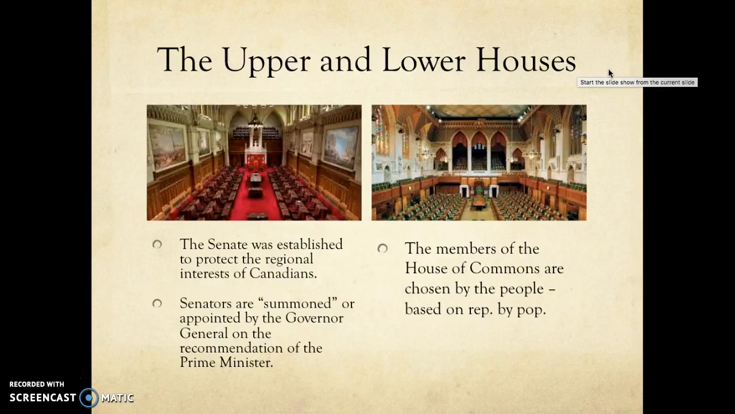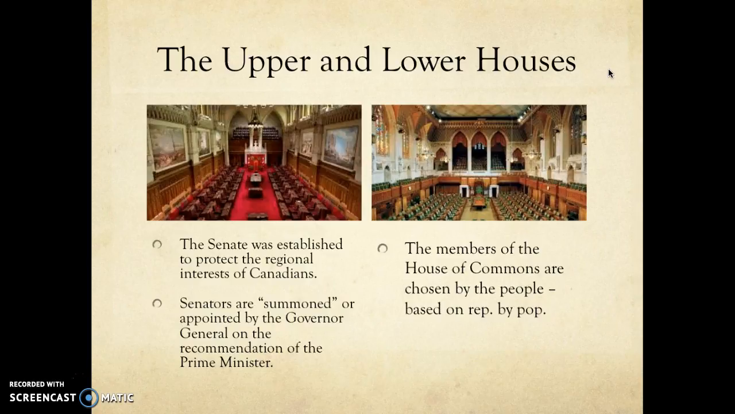Senators are summoned or appointed by the Governor-General on the recommendation of the Prime Minister. The Fathers of Confederation planned that senators would be knowledgeable and experienced, and would provide a careful review of any bills passed in the House of Commons. The Fathers of Confederation did not seem to trust those who were democratically elected by the people, so, before a bill reached the Governor-General, the Senate was to examine it and could send it back to the House of Commons for revision before it was sent on to the Governor-General for royal assent.